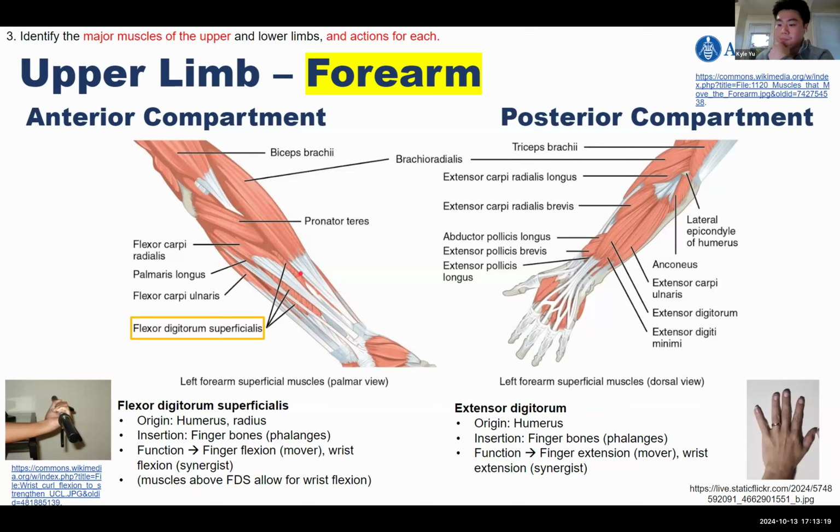And then next we have the extensor digitorum, which is kind of like the corollary to the flexor digitorum superficialis, except it does it in reverse. It's on the posterior compartment and is responsible for extending the fingers, again, as the mover, and then also a little bit of wrist extension as a synergist. And here are some examples of the movement, flexing your fingers to make a fist, and then flexing your elbow or flexing your wrist like this. Whereas extension is kind of your fingers are more straight out, and then your wrist it's more like that.